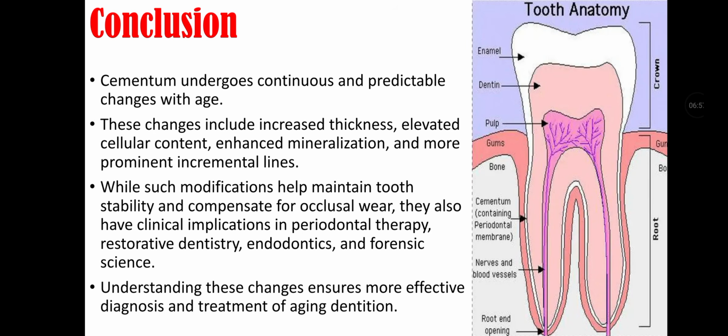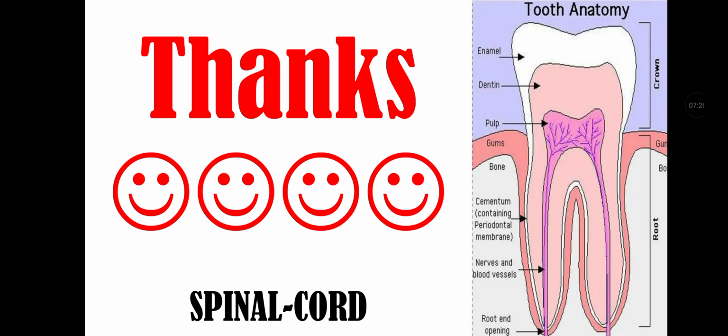Conclusion of this lecture video. Cementum undergoes continuous and predictable changes with age. These changes include increased thickness, elevated cellular content, enhanced mineralization, and more prominent incremental lines. While such modifications help maintain tooth stability and compensate for occlusal wear, they also have clinical implications in periodontal therapy, restorative dentistry, endodontics, and forensic science. Understanding these changes ensures more effective diagnosis and treatment of aging dentitions. And this was all about age changes in cementum.